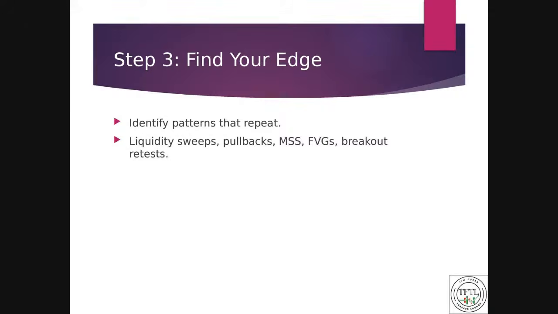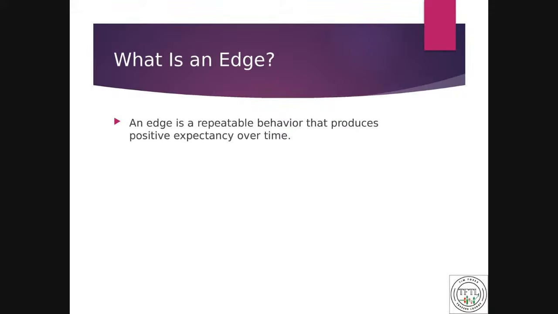Okay, so remember the reason why we are doing this. The key goal is not to find perfection, but the goal is actually to find repeatability, right? We want to identify those patterns that repeat themselves frequently or often. If any questions, make sure that you ask, right? So like I said, an edge is just a repeatable behavior that produces positive expectancy over time.